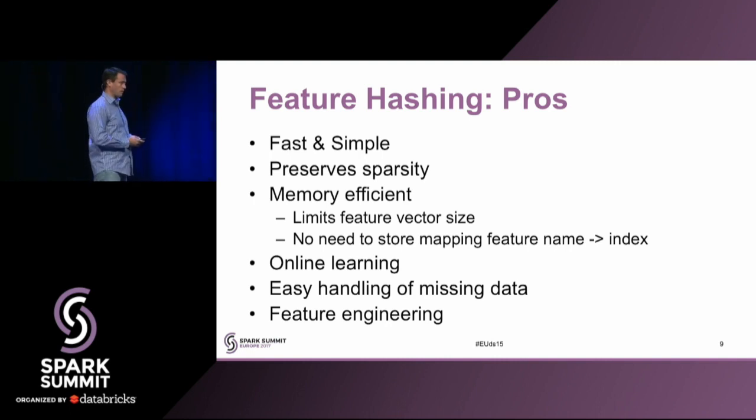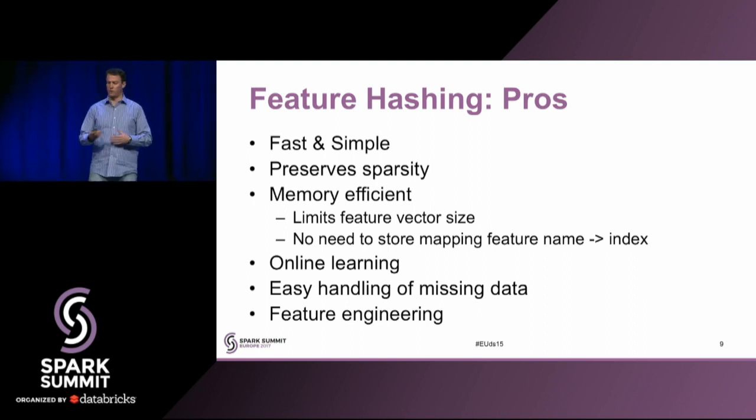That's something where your typical one-hot encoding requires you to store that, and that's where a lot of the pain comes from, because for very large feature domains you have to store that mapping, which itself takes up a lot of space. It works really well for online learning. It can easily handle missing data, and you can perform some interesting feature engineering on the fly. So as you're hashing these features into the vector, you can, for example, perform feature crossing and interactions on the fly very efficiently.